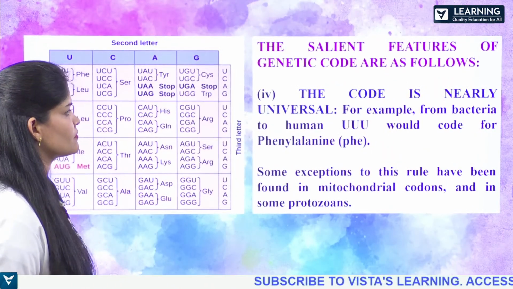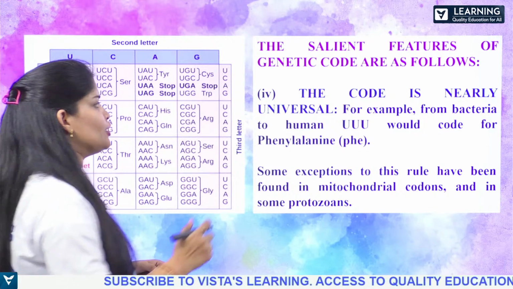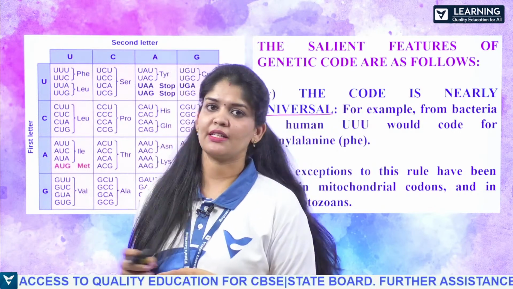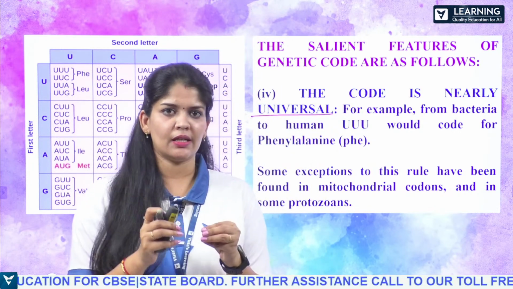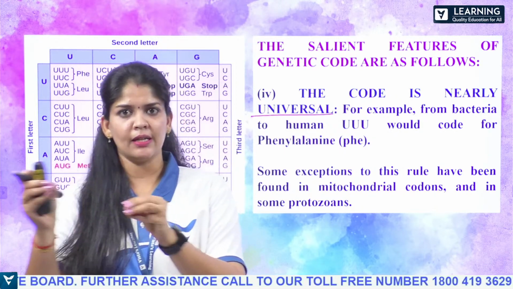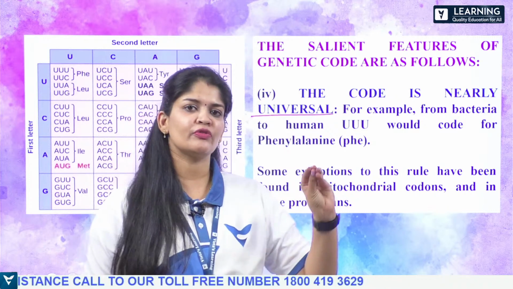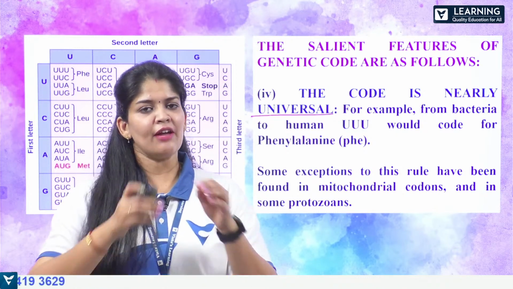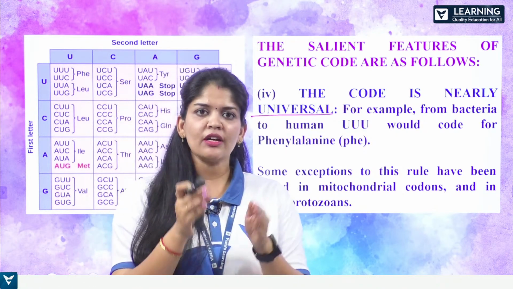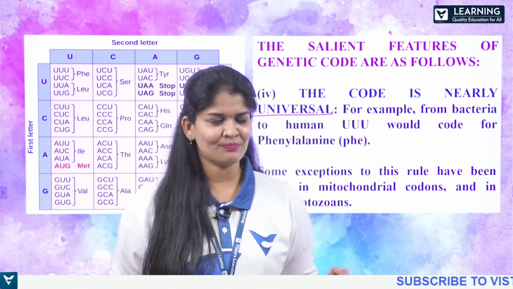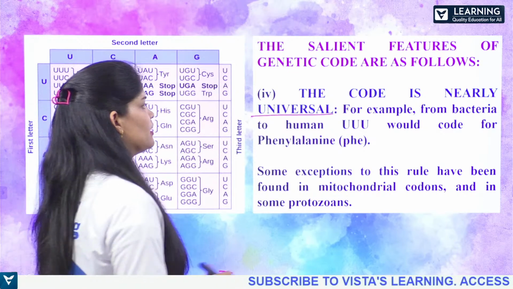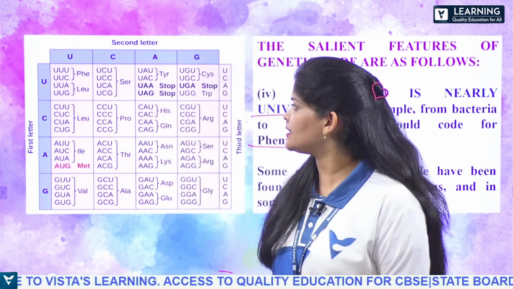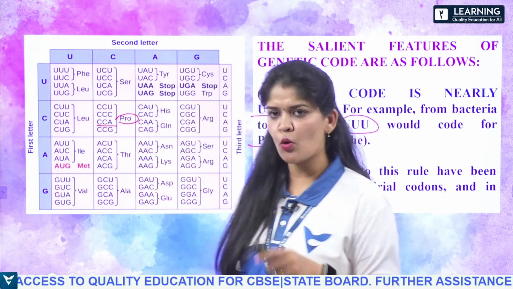Now, the code is nearly universal, with very small exceptions. In the first example itself we said UUU codes for phenylalanine. UUU will code for phenylalanine in bacteria, and that UUU will code for phenylalanine in humans as well. It is universal. No matter what the organism, that codon will code for that particular amino acid. So, for example, from bacteria to humans, UUU would code for phenylalanine. The same thing, CCA will code for proline only.